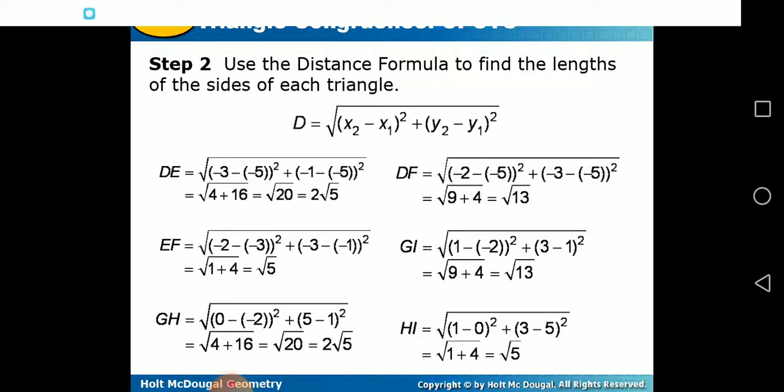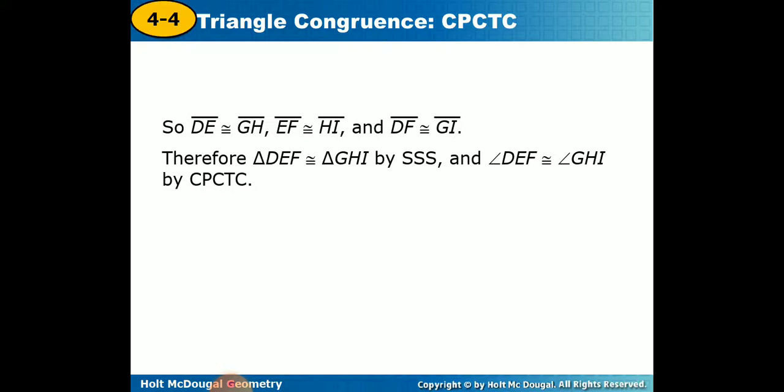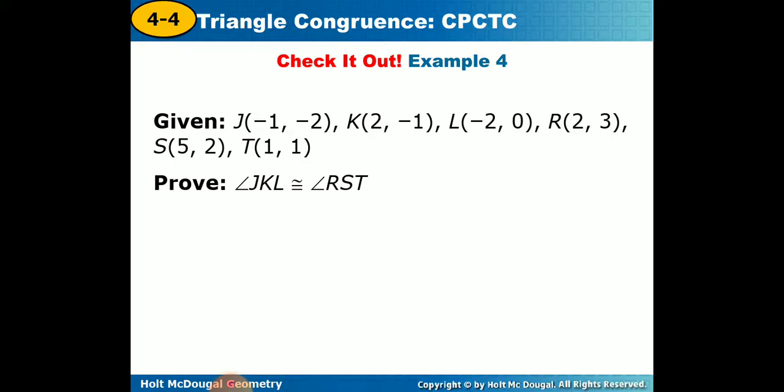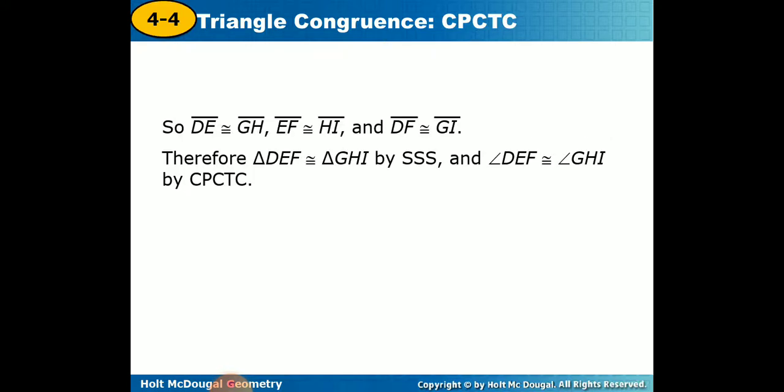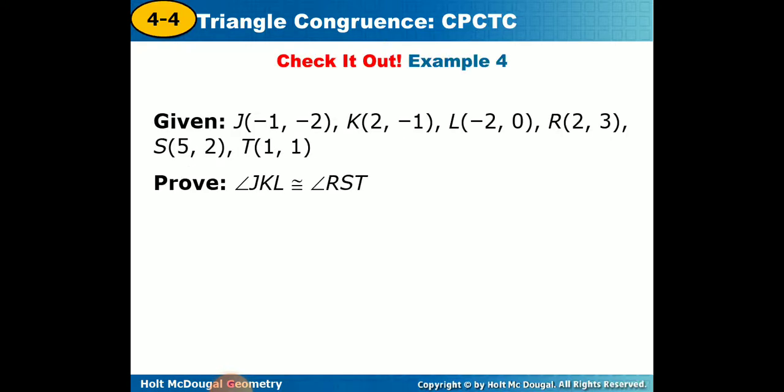So this means that I have SSS. By SSS, the three sides are congruent. This means that I have congruent triangles. By that, I can prove that the two angles are congruent.